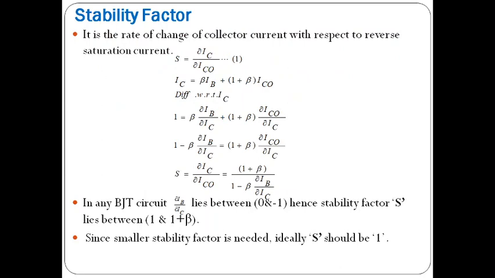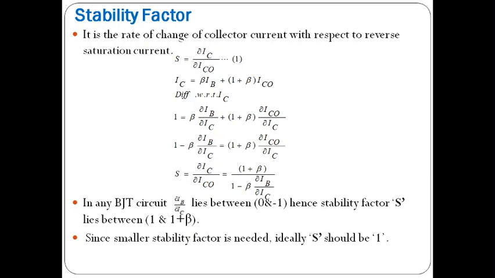Stability factor. We already said the stability factor S is nothing but dou IC by dou ICO, and we defined S dash, which is also a stability factor. It is nothing but dou IC by dou VBE. And the third one, S double dash, is dou IC by dou beta. The stability factor is defined as the rate of change of collector current with respect to the reverse saturation current. Otherwise, you can say it is the rate of change of collector current with respect to the base to emitter voltage, or with respect to the forward current gain beta.